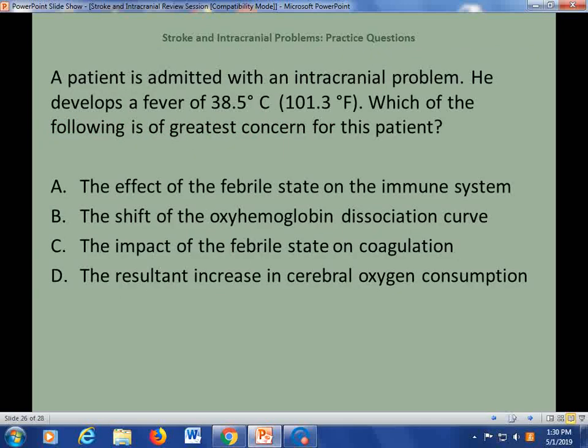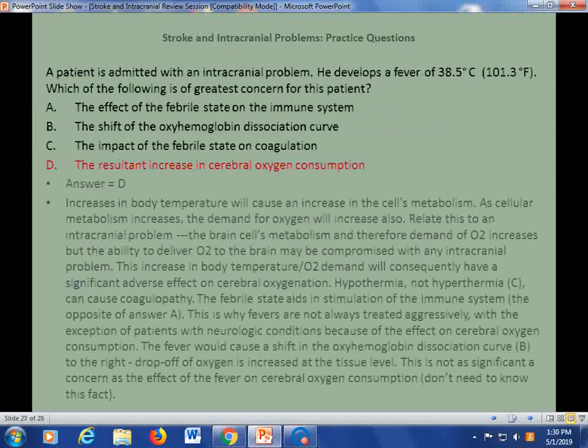A patient is admitted with an intracranial problem. He develops a fever of 101.3. So which of the following is of greatest concern for this patient? So the answer is D, the resultant increase in cerebral oxygen consumption. So, of course, a lot of us automatically assume that if the patient has an elevated temperature, that means there is a problem with infection.